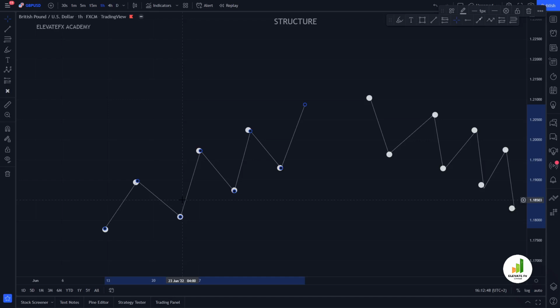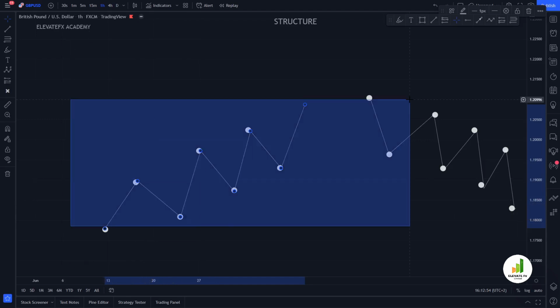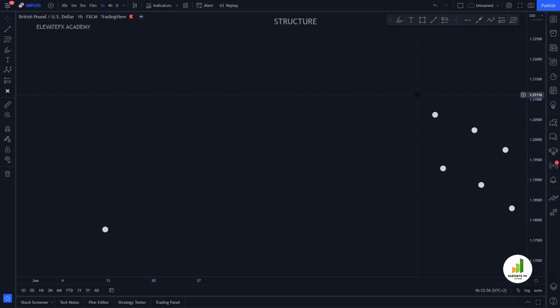Another important reason why structure is important is because it identifies the trend. What do I mean by that? What is a trend in the first place? Let's go ahead and talk about that first, shall we? What exactly is a trend? A trend is simply the direction of movement of price in the market. It's just the direction that price makes.